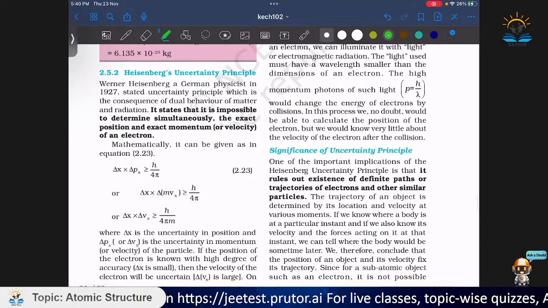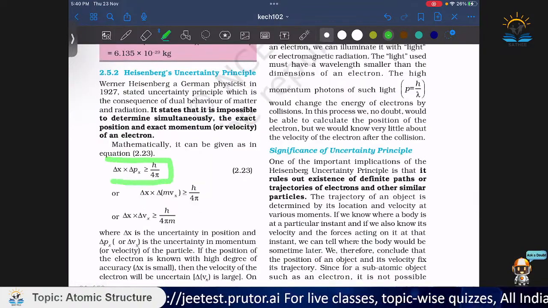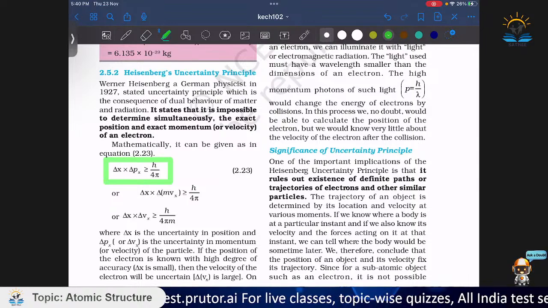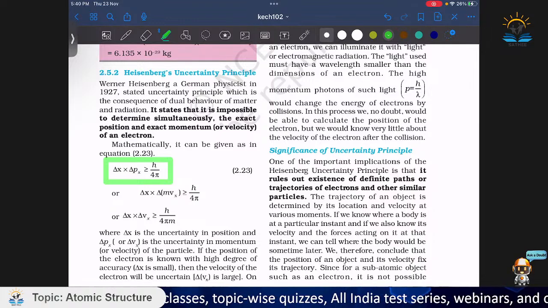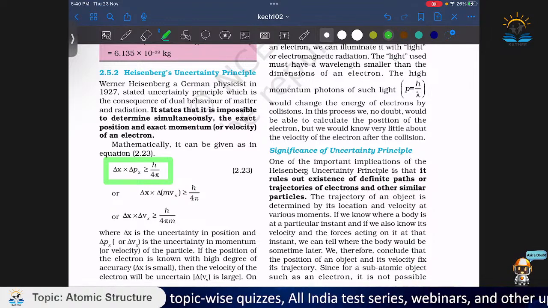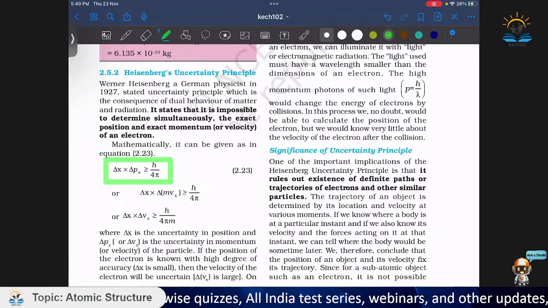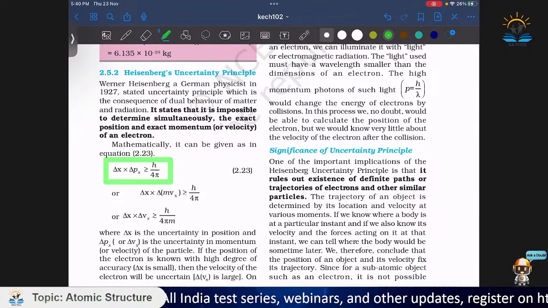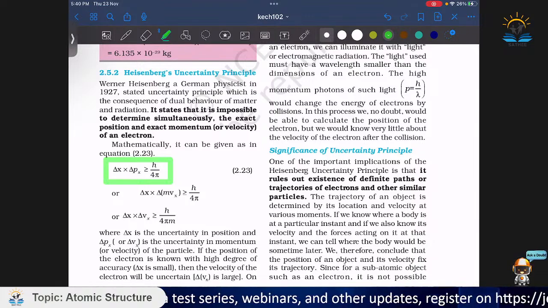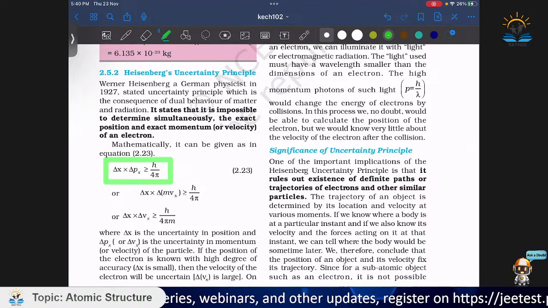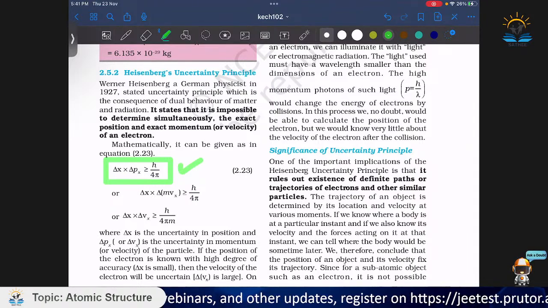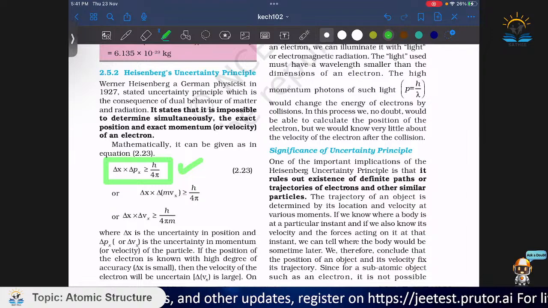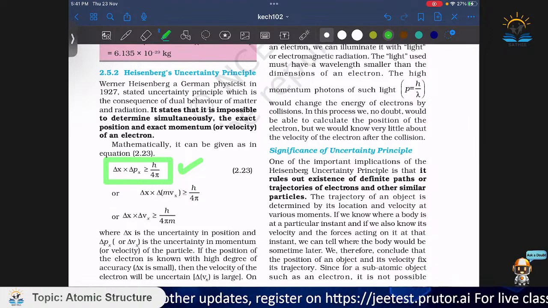Then we have Heisenberg's uncertainty principle. It says that simultaneously the momentum and position of an electron cannot be detected. So if there is some uncertainty in the momentum, there is going to be some uncertainty in the position. If you make one of them zero, the other will automatically be infinite, or it is not possible to see. In this equation you cannot put delta p or delta x as zero. There will be some uncertainty which you can measure by this formula.